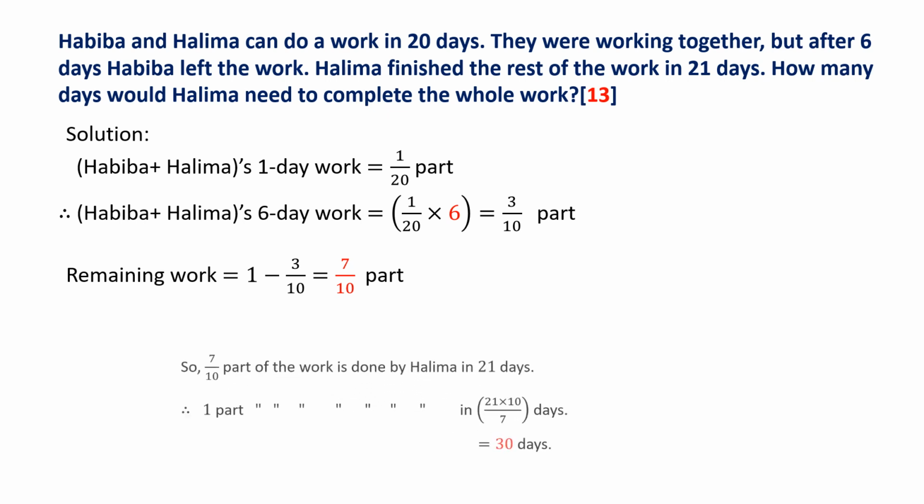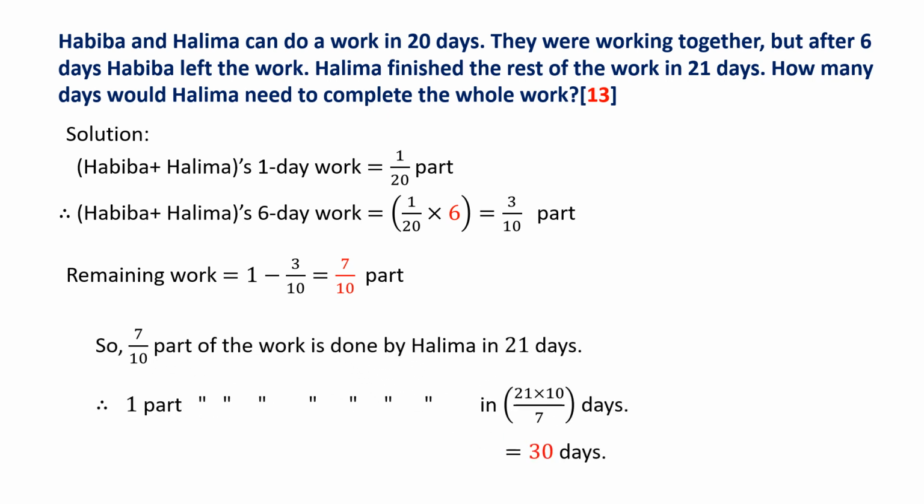Now 7 over 10 part of the work is done by Halima in 21 days, right? We were asked the capability of Halima. So the whole work is done by Halima in 21 divided by 7 times 10 days, that means in 30 days. So for Halima it is 30 days to complete the whole work.